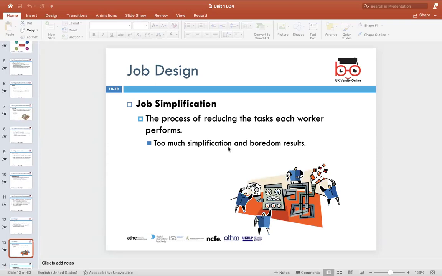Now you have job simplification, which is basically the process of reducing the number of tasks each worker has to perform by simplifying them, or taking out the additional steps that are required. For example, if it's a production unit producing, say, soaps, there might be someone in charge of removing the soaps from the mold, someone in charge of picking the soaps and putting them on another tray, and someone in charge of wrapping the soaps and putting them in boxes. So there might be various steps to the final end product.